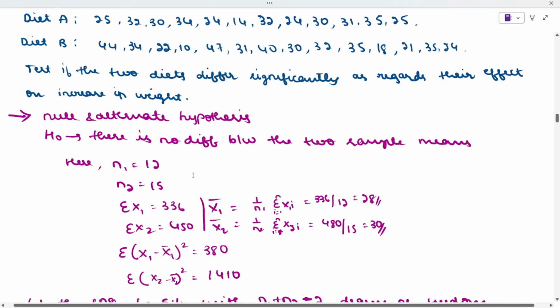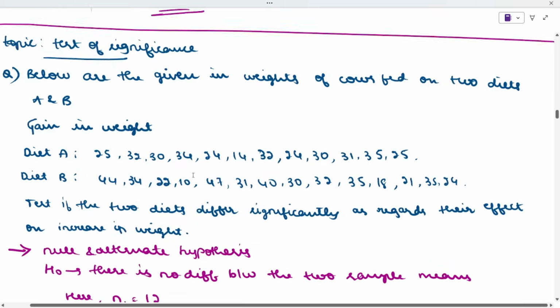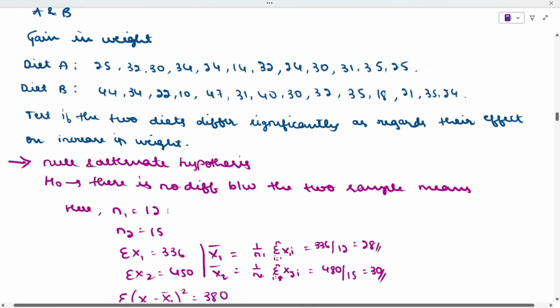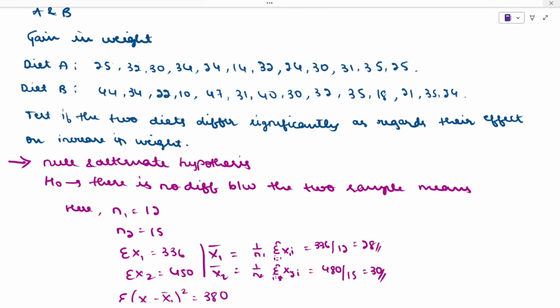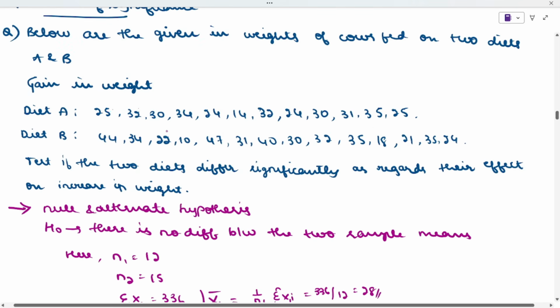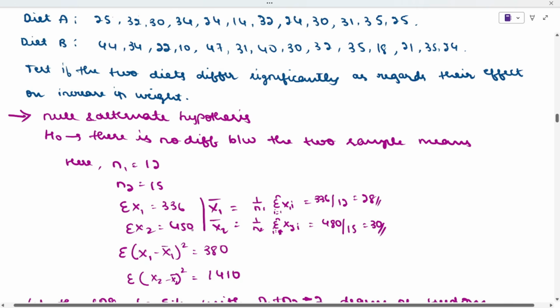Next, n1 is equal to 12, here 1 2 3 4 5 6 7 8 9 10 11 12 are there. Here 1 2 3 4 5 6 7 8 9 10 11 12 13 14 15 are there. Again, take the value of sigma x1, that is, add all these elements, and add all these, and you will get 336 and 450.